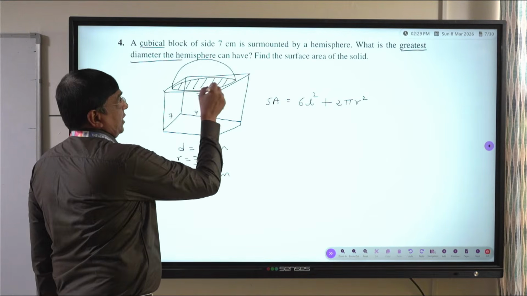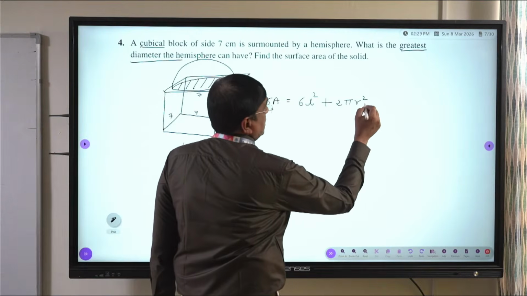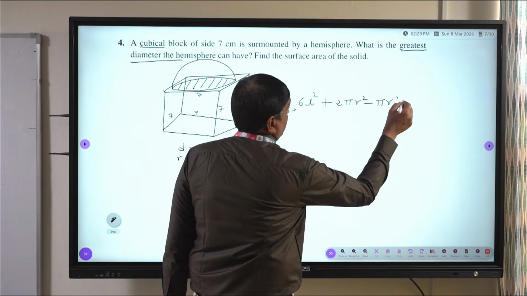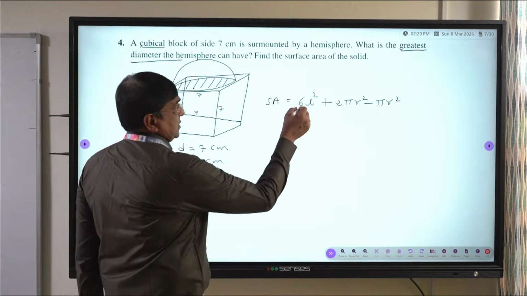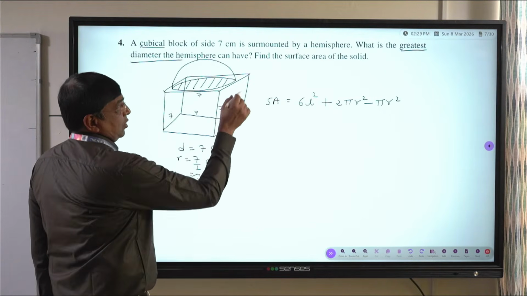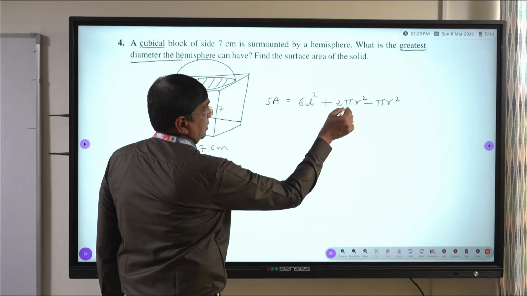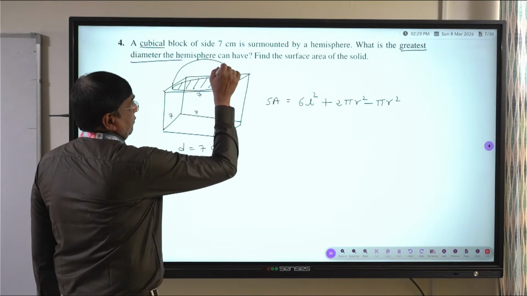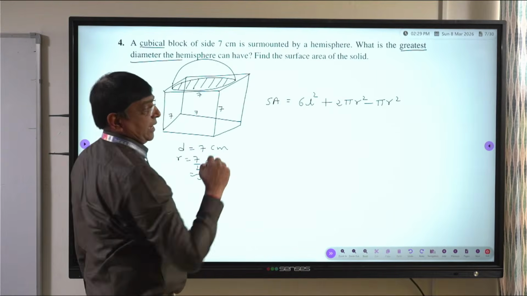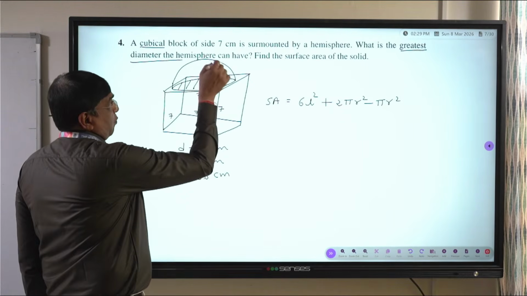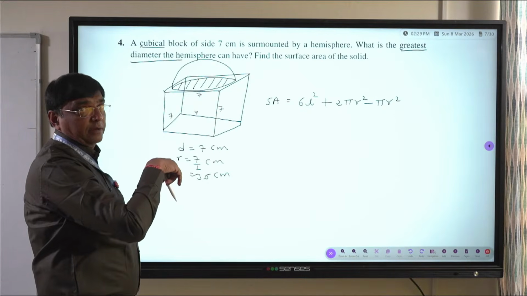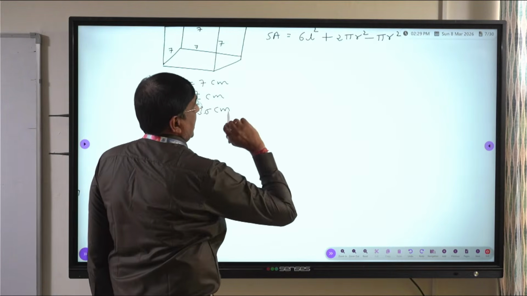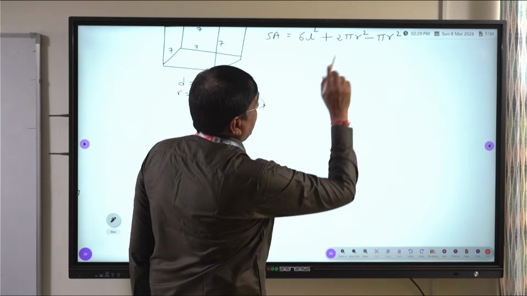And base of the area of a hemisphere is πr square, nothing but area of a circle. So 6l square again, that is total surface area of a cube. Curved surface area of hemisphere, that is 2πr square. इसके ऊपर रखा है मीनिंग ये जो बॉटम है वो आपको दिखने वाली नहीं है, सो दैट इज πr square माइनस हो जाएगा.